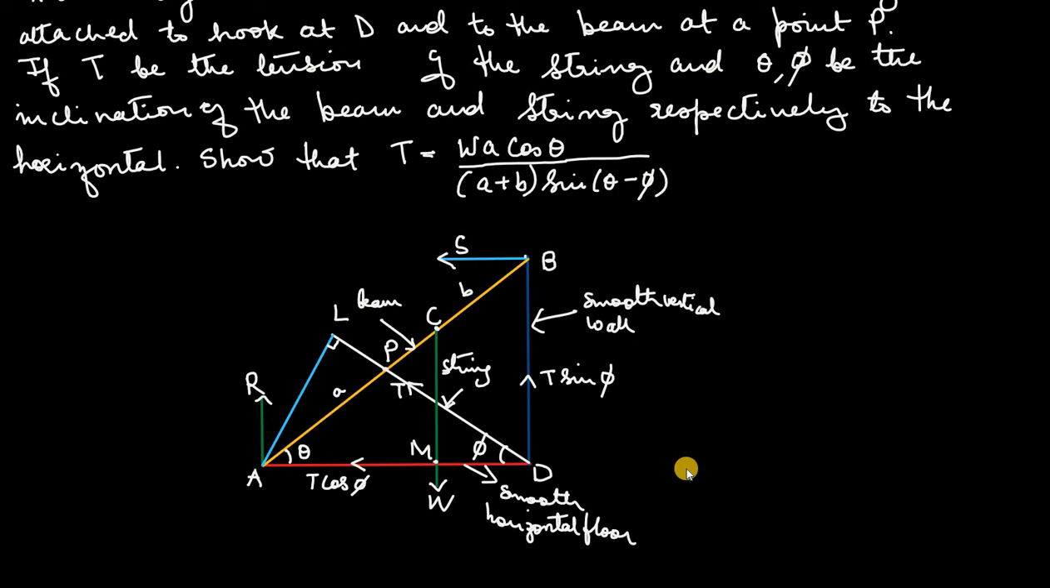So here let us solve this problem to show that the tension T of the string is equal to WA cos theta divided by A plus B into sine of theta minus phi. Okay, solution.